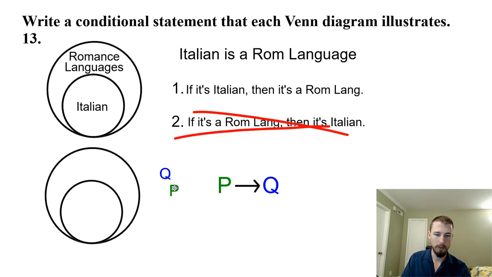Another way you can remember is that it is going to be P implies Q, so P is a subset of Q. So if we have this here, Italian would be our hypothesis, and our conclusion is that it would be a Romance language. So if it is true that it is Italian, then it is also true that it must be a Romance language. So that's how you would write it out, no big deal.